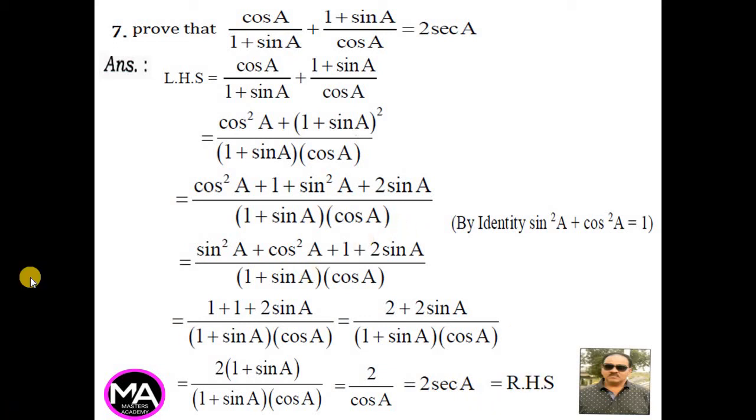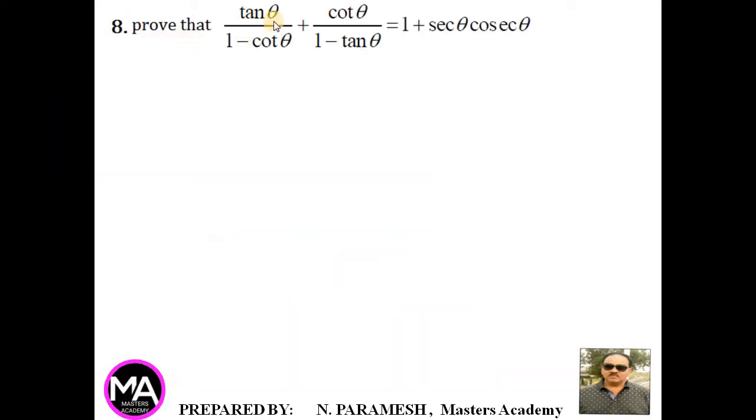That is equal to RHS. Eighth question. Prove that tan theta divided by 1 - cot theta + cot theta divided by 1 - tan theta is equal to 1 + secant theta into cosecant theta.